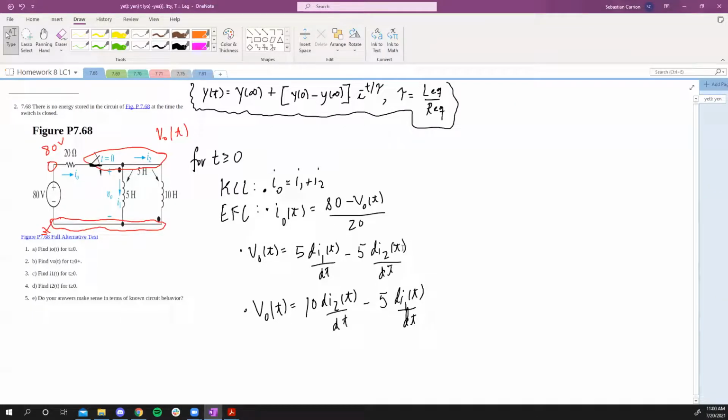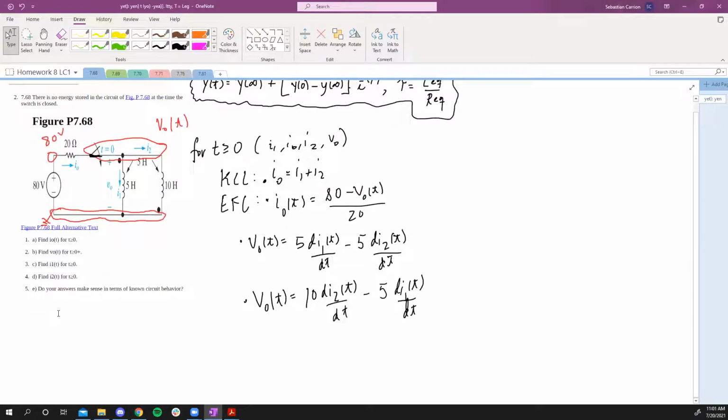Okay, so now that we have these equations, we've done the circuit analysis. We have 4 equations. Let me just write down that we are looking for i1, i0, i2, and v0. These equations are for reference. So let's go ahead and solve for i0.